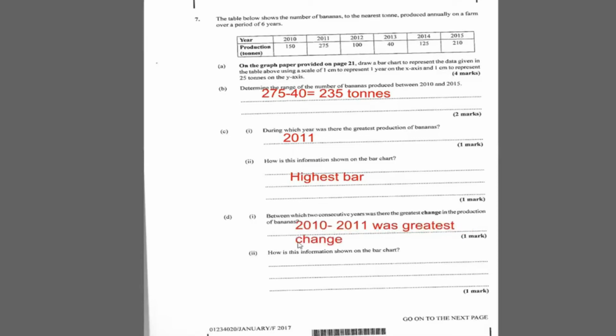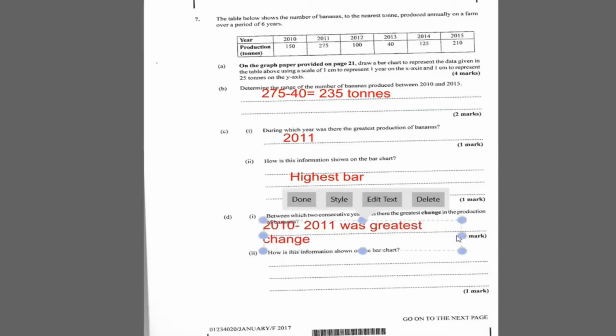Now, how is this information shown in the bar chart? On the bar chart, this information is shown by, as you can see right here, on the bar chart. Let's go to the bar chart.